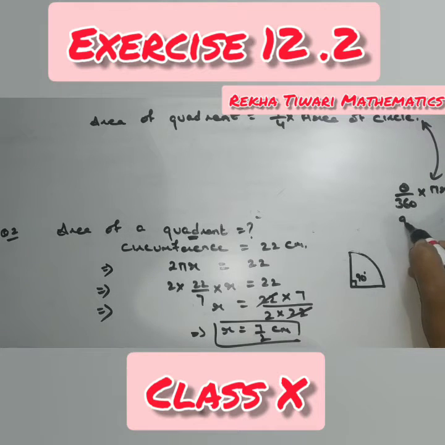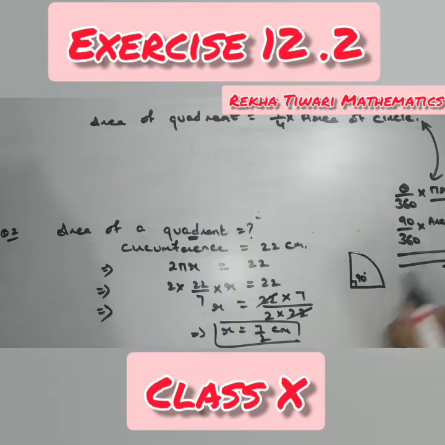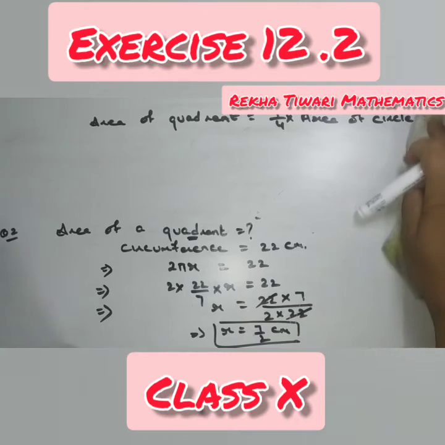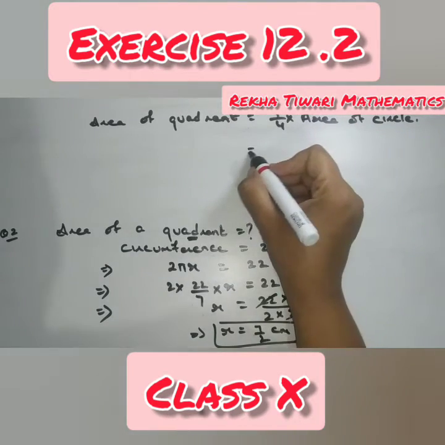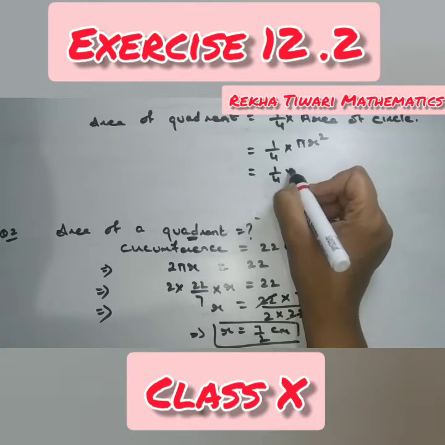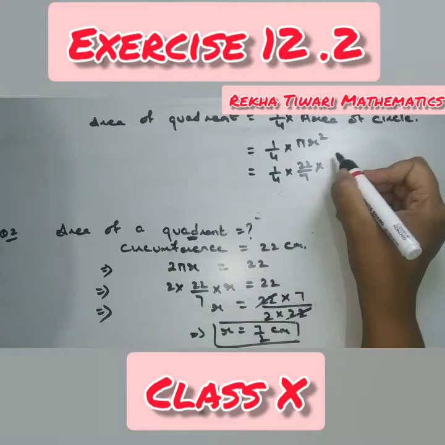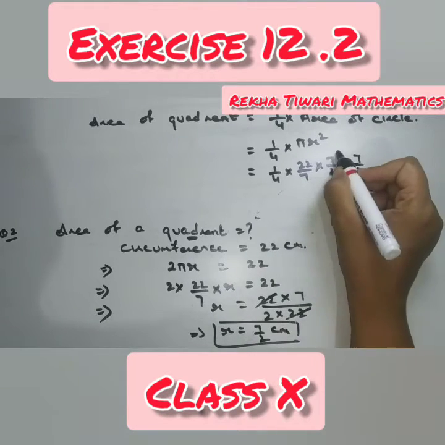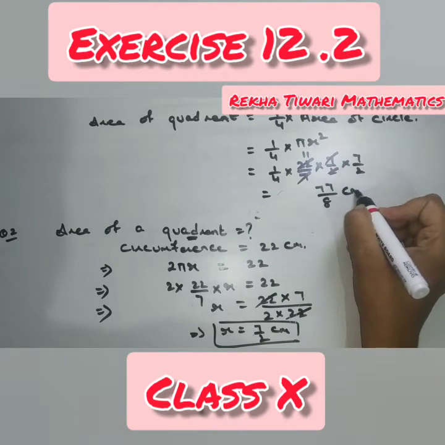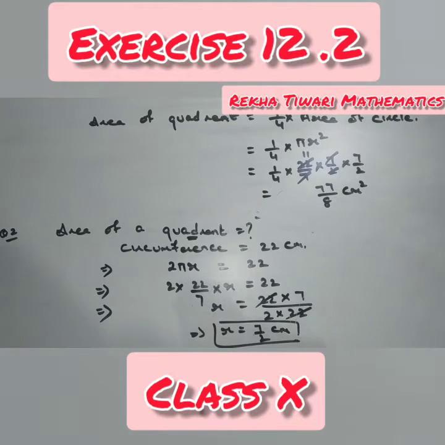See, theta is what? Theta is 90 by 360 and what is pi r square? Pi r square is area of circle. So for quadrant directly you can use 1 by 4 into area of circle. So write down 1 by 4 into pi r square, put down the value 1 by 4 into 22 by 7 and r is 7 by 2 into 7 by 2. Cancel this, you will get it as 77 upon 8 centimeter square. Either you leave it like this or if you want you can convert this into decimal form also.